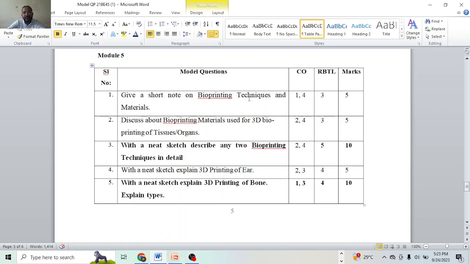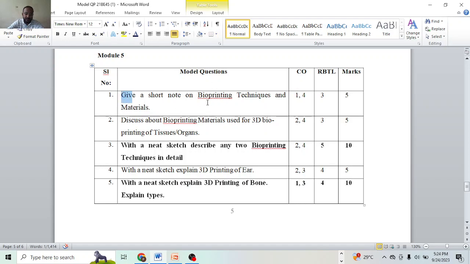So let's see module 5, the notes I need to prepare. As of now we are referring to the module 5 PPTs in order to explain the module 5 model questions. The first question is: give a short note on bioprinting techniques and materials. You have to see the question first.